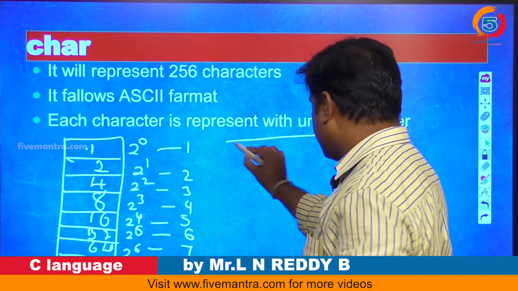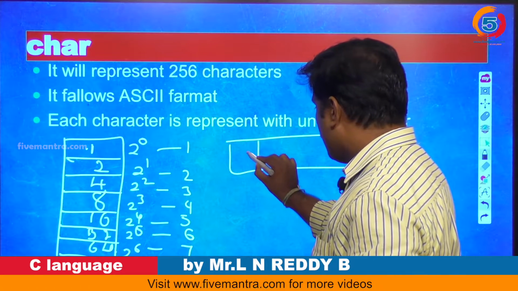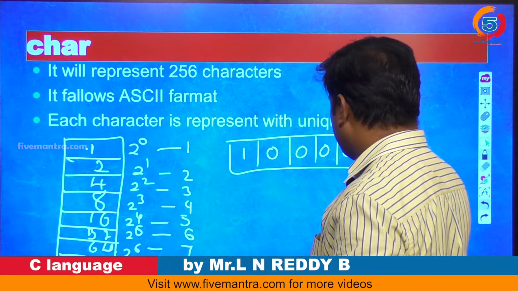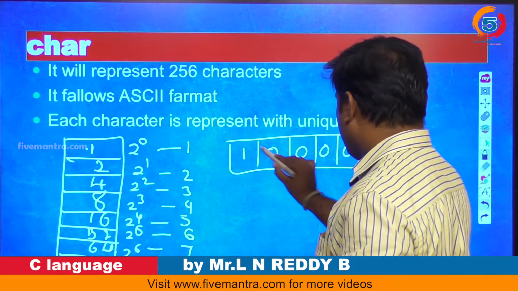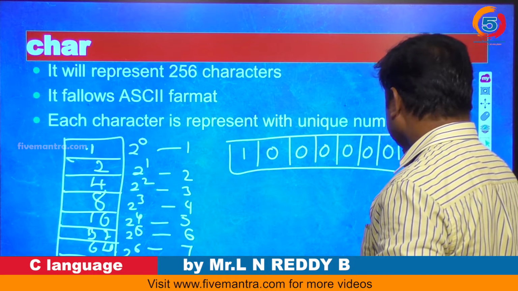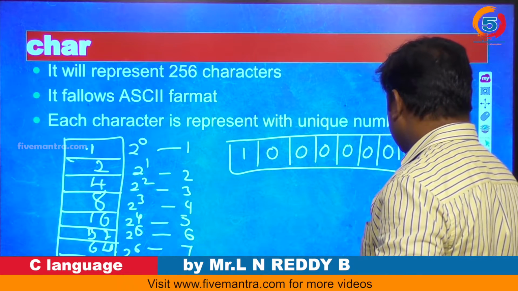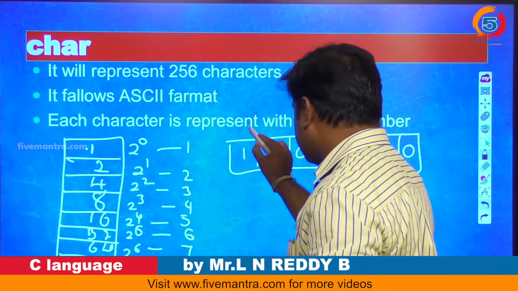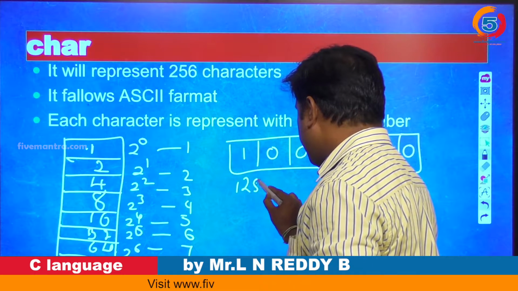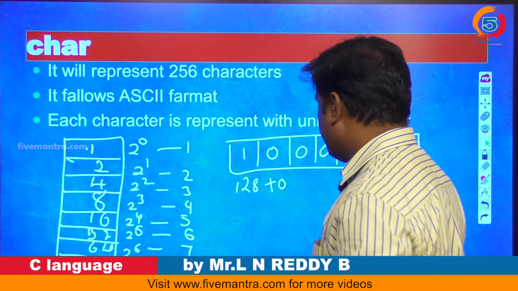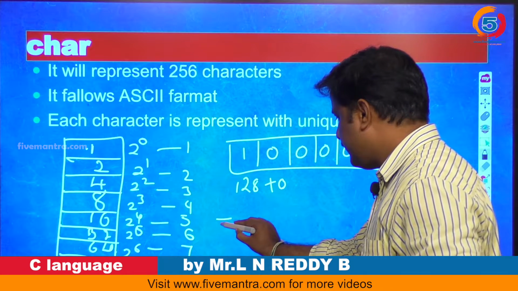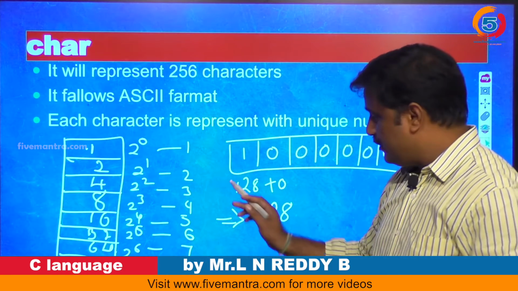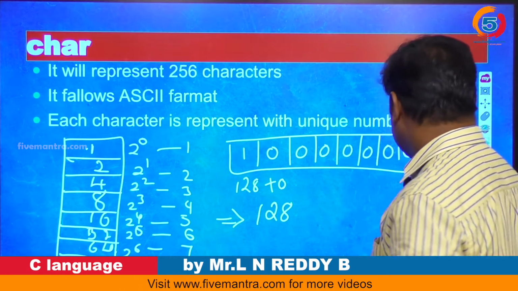Like if I represent 1, then 0, 0, 0, 0, 0, 0, and the last digit is also 0, across the positions 1 2 3 4 5 6 7 8. Now what is the big number? This 1 is the 128, and the remaining will be zeros, right? So the result will be 128, which means this is the maximum single place value. 128 is the one.